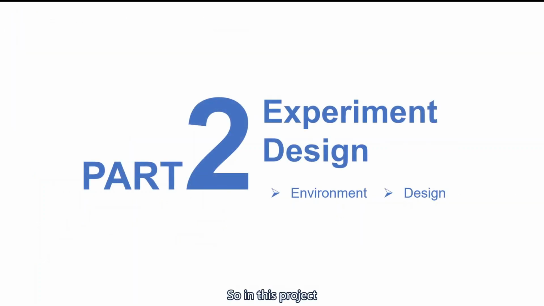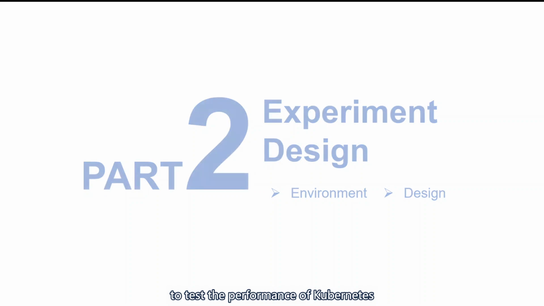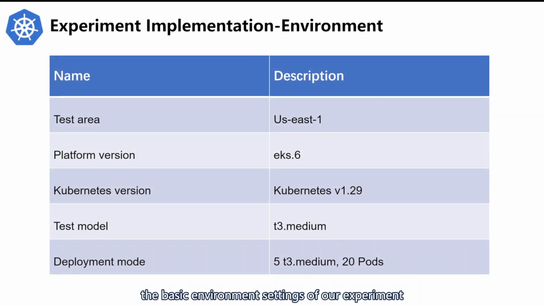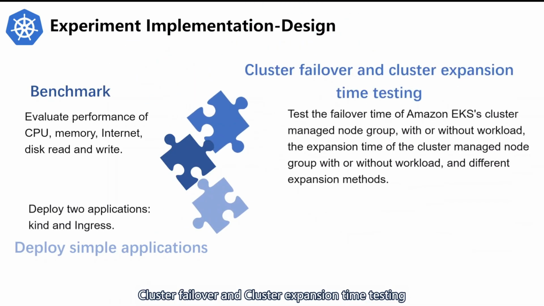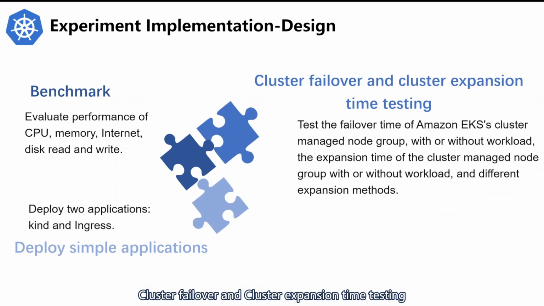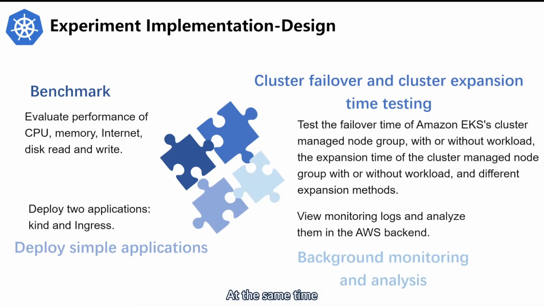So in this project, we will deploy a Kubernetes cluster on EKS and conduct a series of experiments to test the performance of Kubernetes. The basic environment settings of our experiment are as shown in this table. And we will conduct 3 experiments: benchmark, deploy simple applications, cluster failover, and cluster expansion time testing. At the same time, we will monitor logs and analyze them.